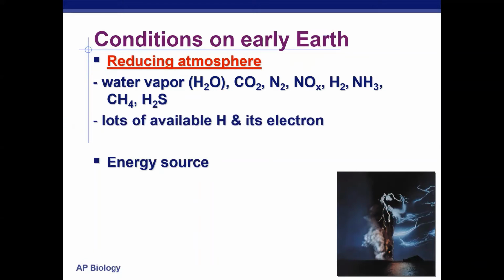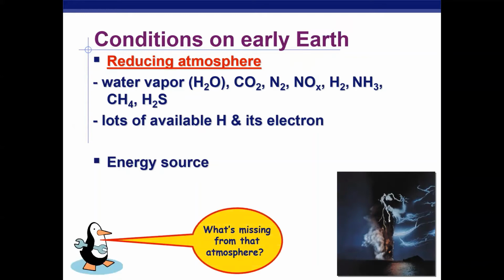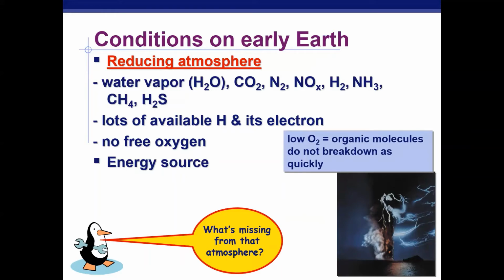Now, notice something, though. There's a lot of hydrogen in there, which means they have a lot of electrons. Remember, electrons are key because that's where energy's at, transfer of energy. Notice something else, though. What's missing from this atmosphere? If you said free oxygen, you're right. Notice there's no O2. Notice the oxygen is trapped in water, carbon dioxide, but there's no free oxygen, which means with no free oxygen, you can't really break down any organic molecules, which kind of at the beginning was not a big deal because, once again, there wasn't any organic material. Notice all this is inorganic material.